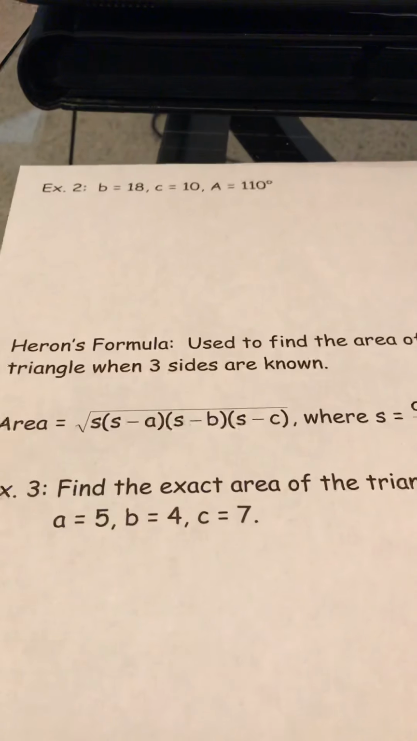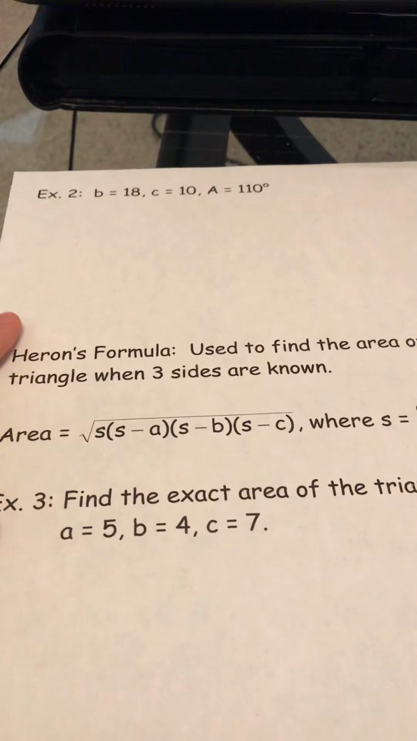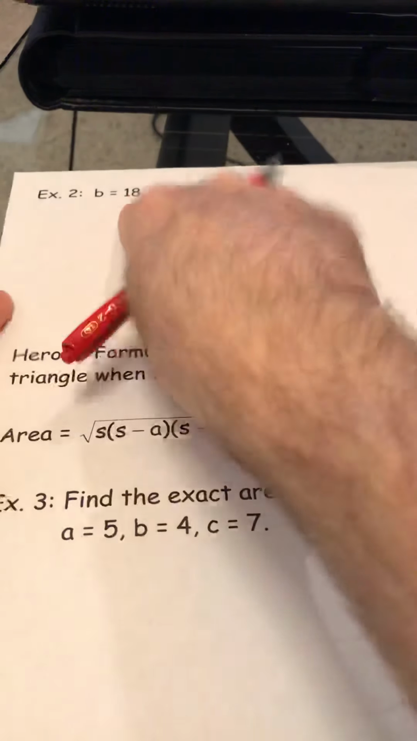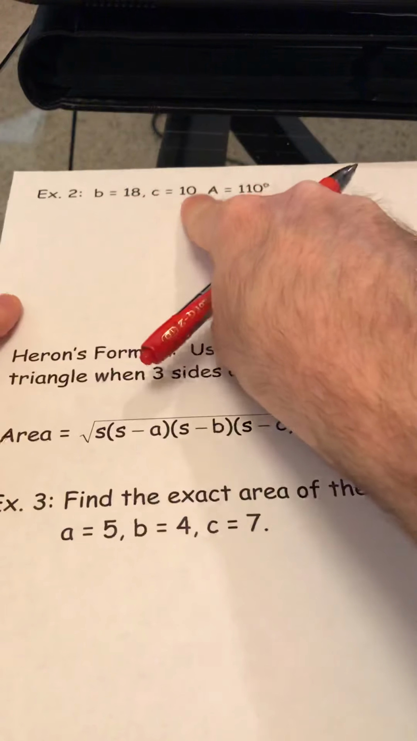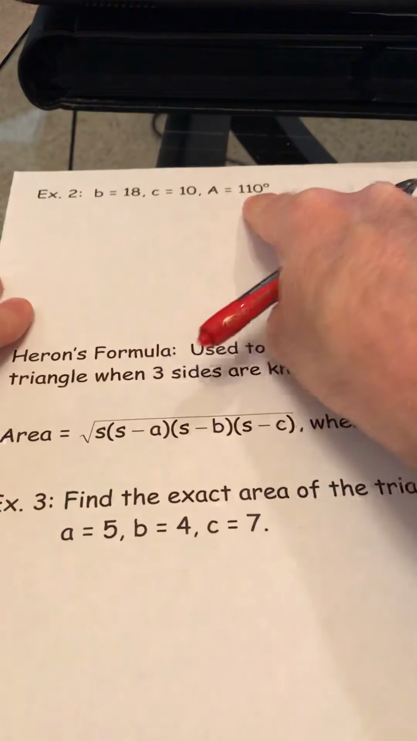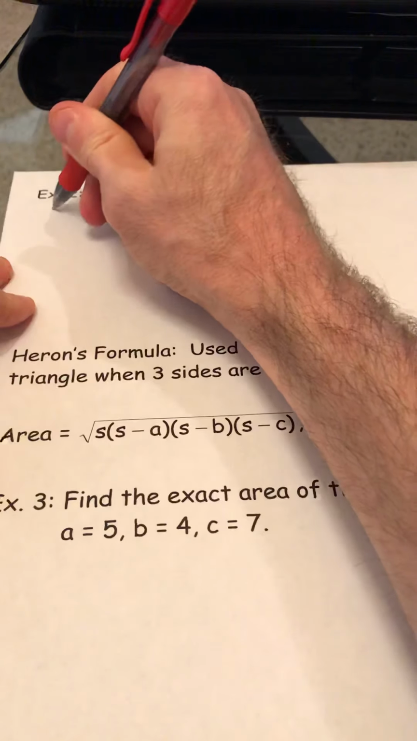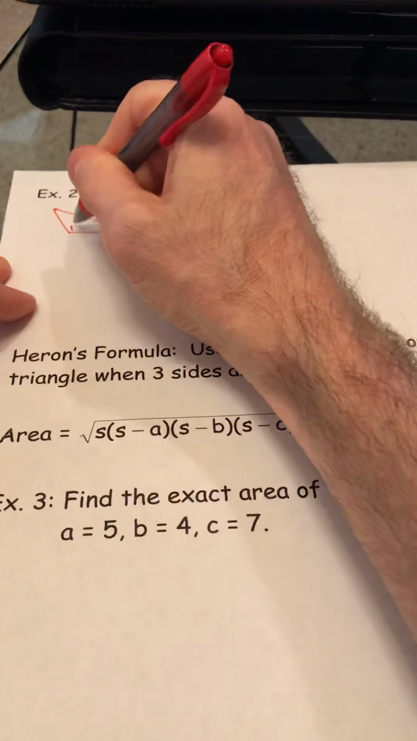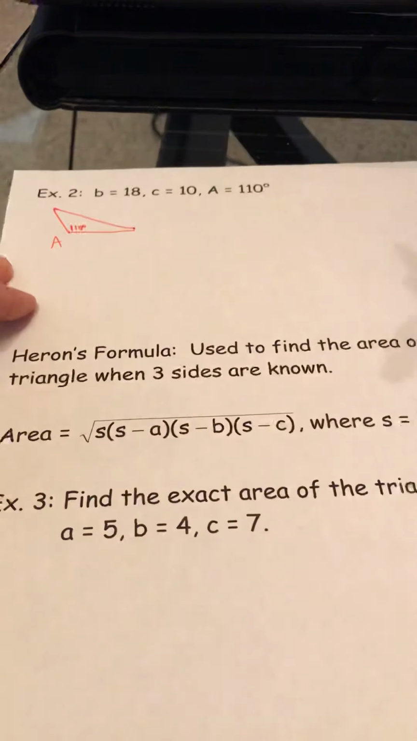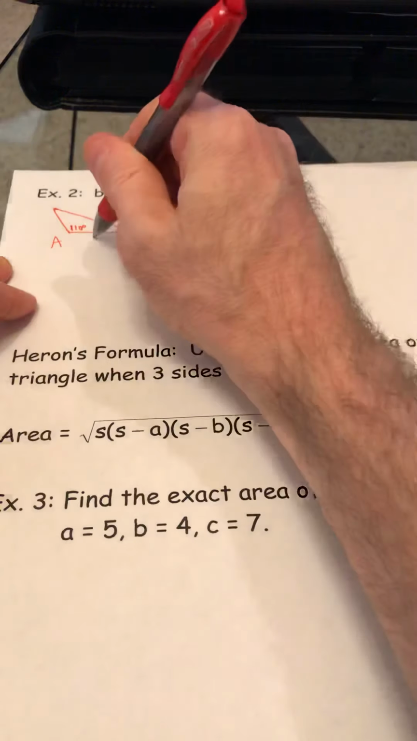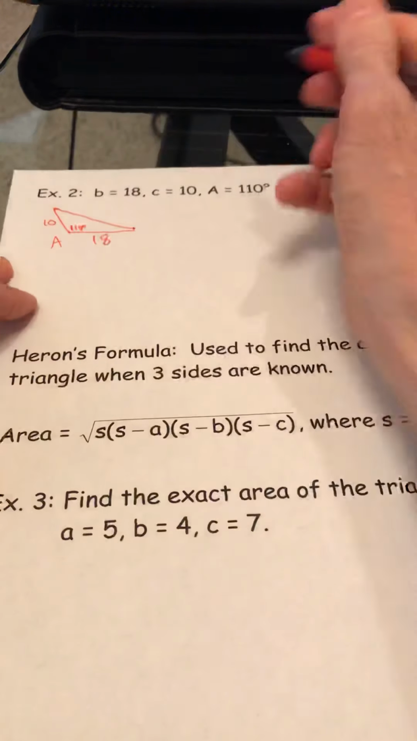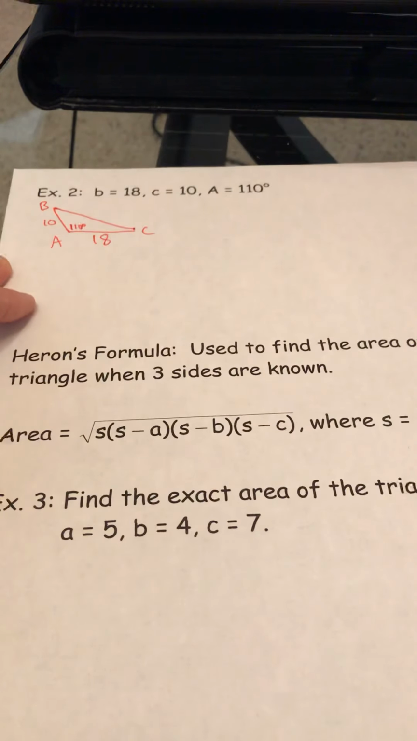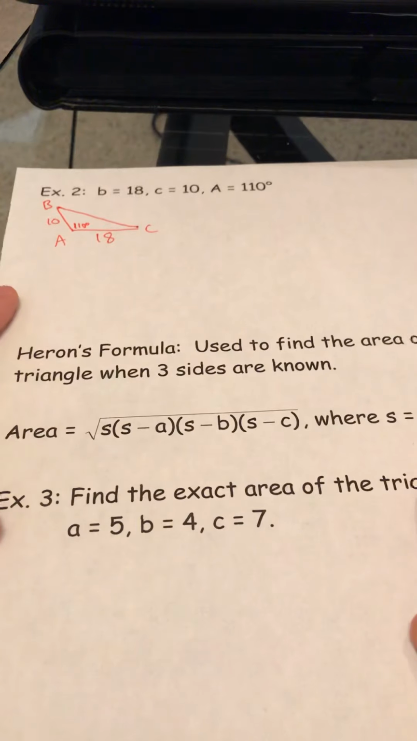All right, one other example, and then we'll move on to another area formula option that you have, is example 2. So here side B is 18, side C is 10, angle A is 110 degrees. Well, go ahead and set up our sketch. We'll use an obtuse angle there, and our two other sides, 18 and 10, fit best that way. So again, we're going to find the missing sides and angles.